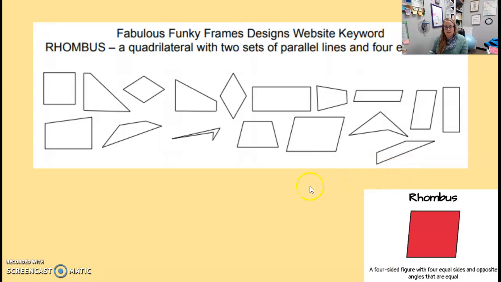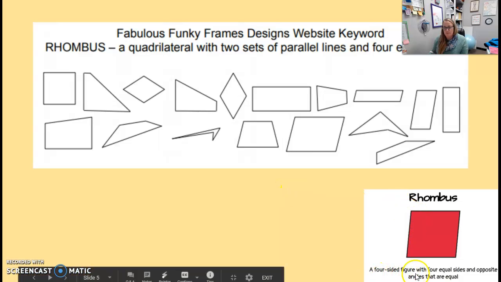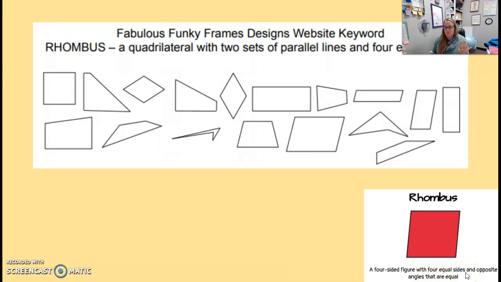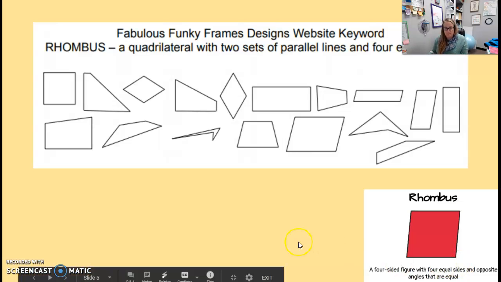All right, let's see. Rhombus. So a rhombus is a 4-sided figure with 4 equal sides and opposite angles that are equal. Whoa, that's a lot of words. Let's read it again. Rhombus, a 4-sided figure. Okay, it has to have 4 sides with 4 equal sides. So all the sides have to be the same. And the angles that are opposite of each other have to be equal. Okay, I got it. So let's see if we can find some that are like that.